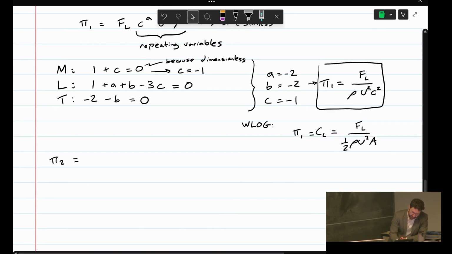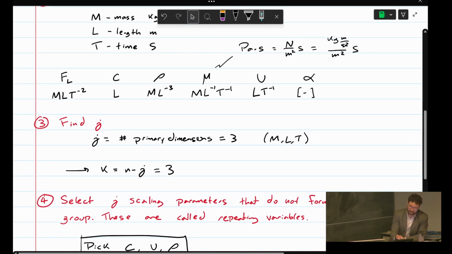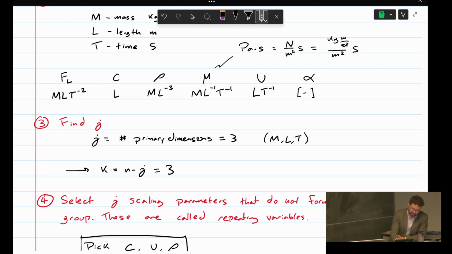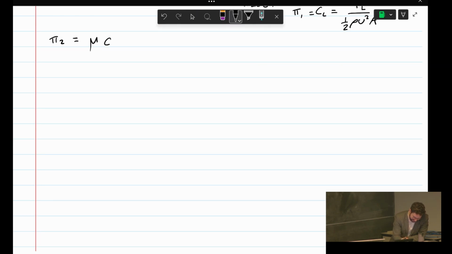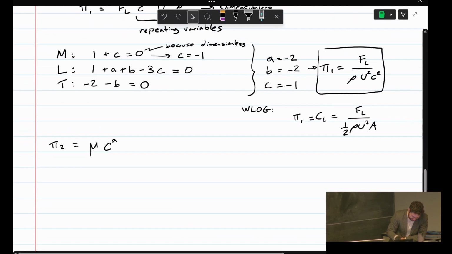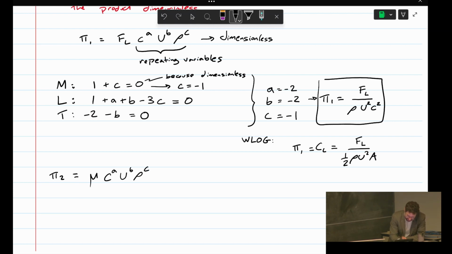Pi2. What is our next remaining variable? Remember, what we're doing right now is finding our 3 pi groups. So we did FL. What is our next remaining variable that we haven't selected as a repeating variable? Mu? Yeah, good. So it's mu. So these are repeating variables. So our next remaining variable is mu. It's going to look exactly the same. So mu times c to the a, u to the b, rho to the c. Again, apologies, these c's are not the same thing.